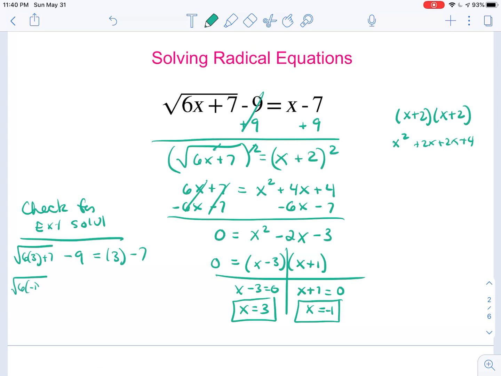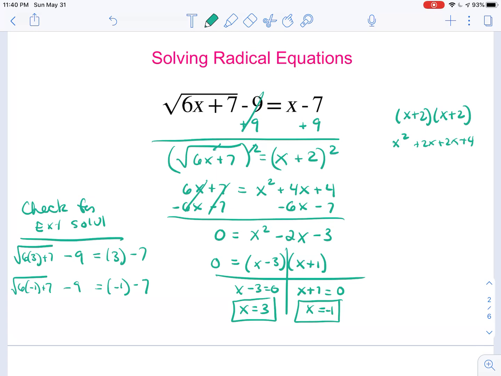We would have to do that for the second one as well. And if it works out to be true when I evaluate both sides, we know it would be a solution. However, I'm going to teach you a trick to kind of help move these questions along a little bit, okay?